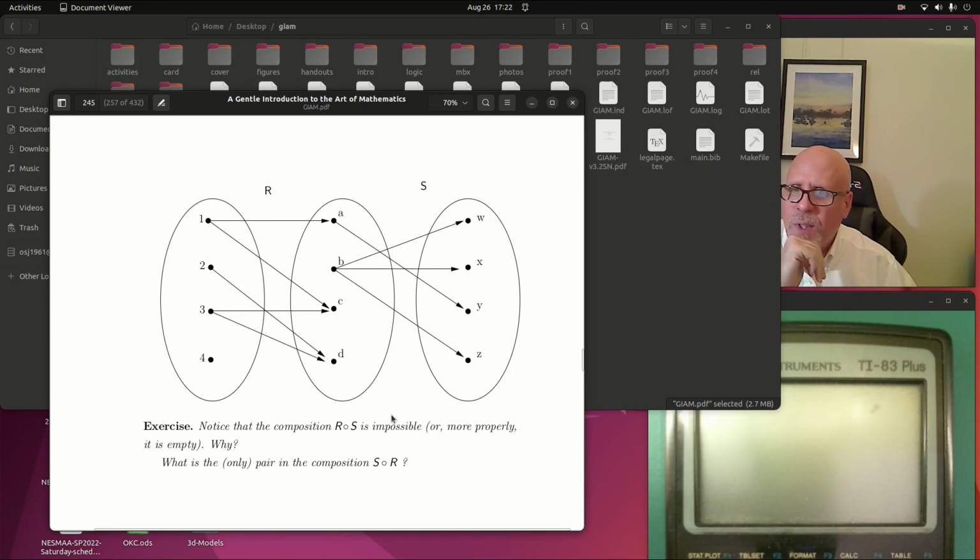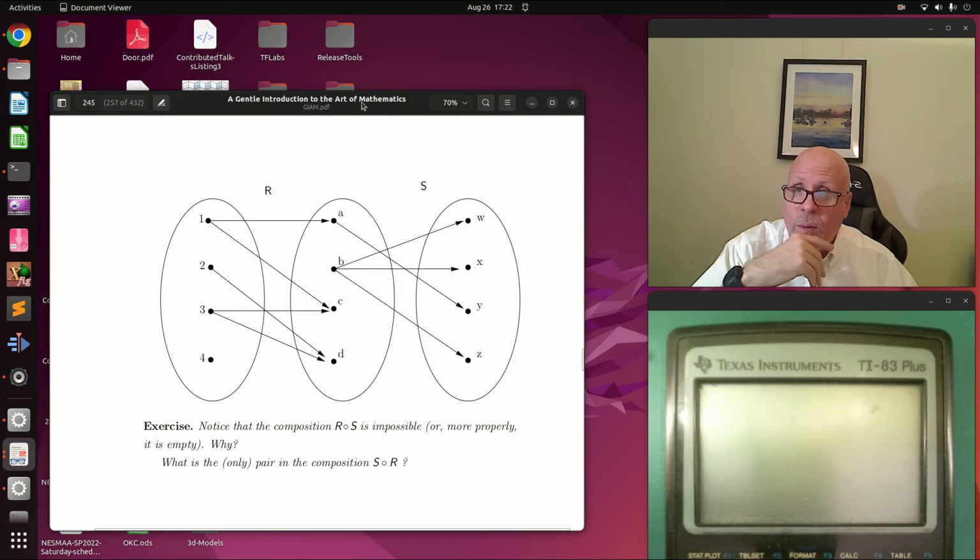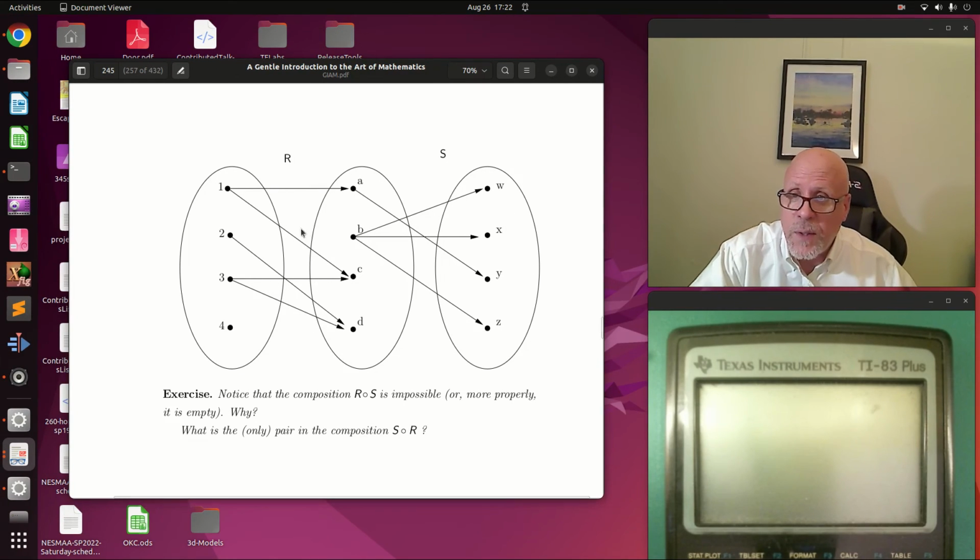Let's wrap things up by looking at this exercise from the Gierz book. First of all, it sets up a couple of relations and three sets. Let me just quickly review what's going on here. The first set, A, has numbers in it: 1, 2, 3, 4. The second set has early alphabet letters, A through D, and the third set has late alphabet letters, W, X, Y, and Z. And then we've got relations, R going from the first to the second, and S from the second to the third.